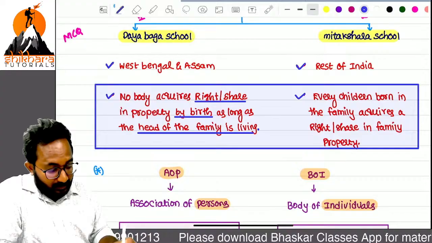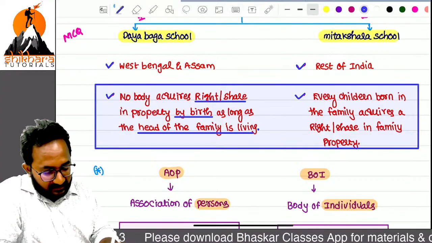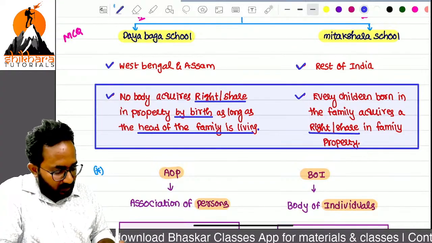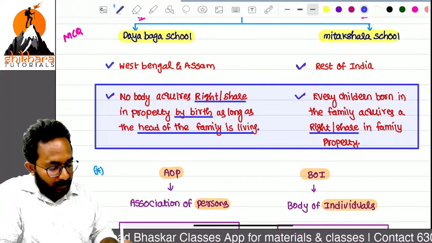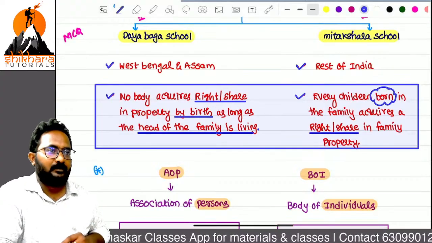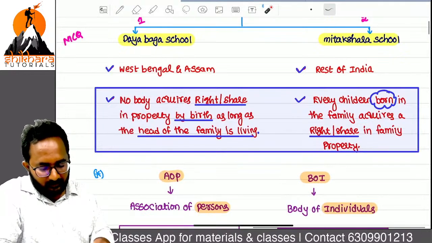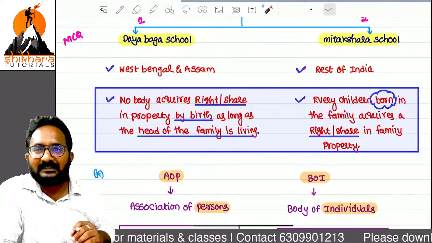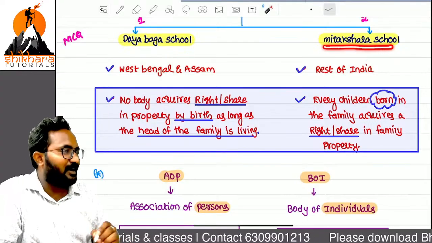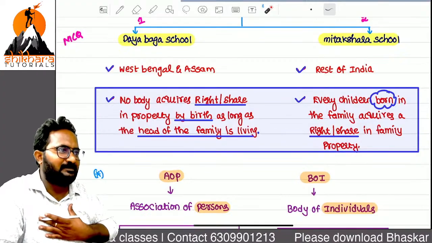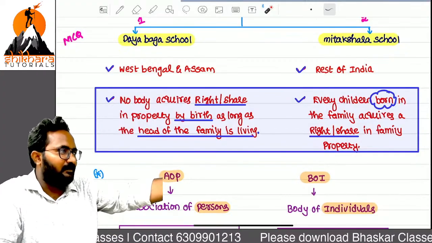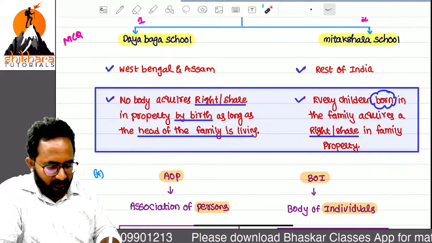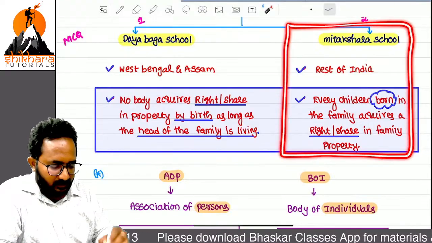Sir, but the second one, Mitakshara school: you will get a right or share in the HUF property by birth itself. So if you are born in these two states, that is a disadvantage, because by birth itself you can't get any share. But if you are born in AP, Telangana, Tamil Nadu, automatically we have one advantage. By birth itself, you have a right in the share of the HUF properties. So which one is beneficial for us? Mitakshara school.